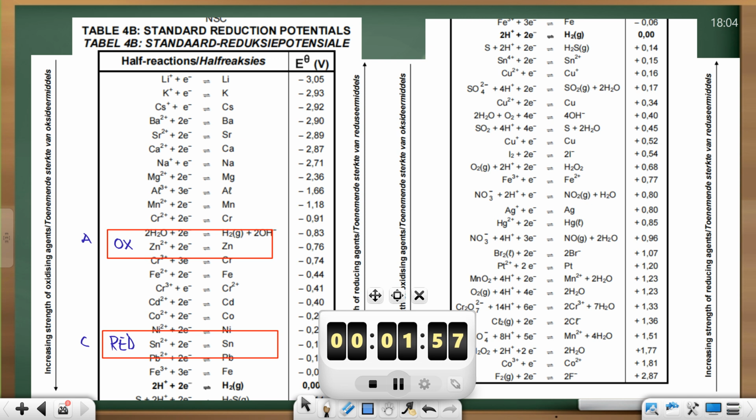Which one is spontaneous? Which one will be spontaneous and which one will not be spontaneous? Then you write. So you tell me why. The one that is spontaneous, you tell me why it's spontaneous.